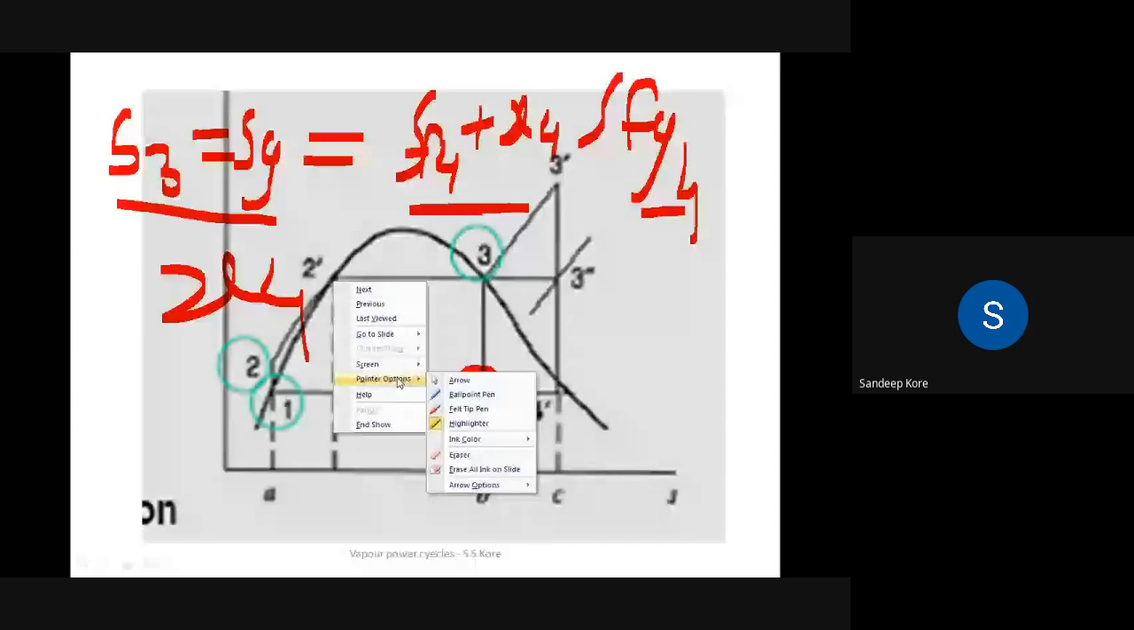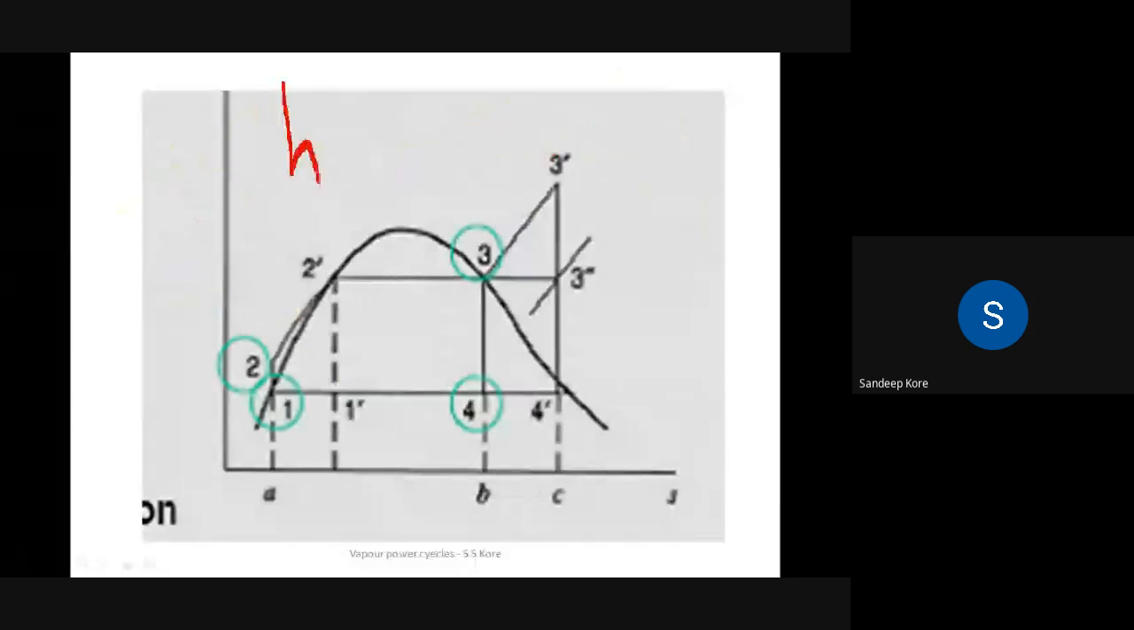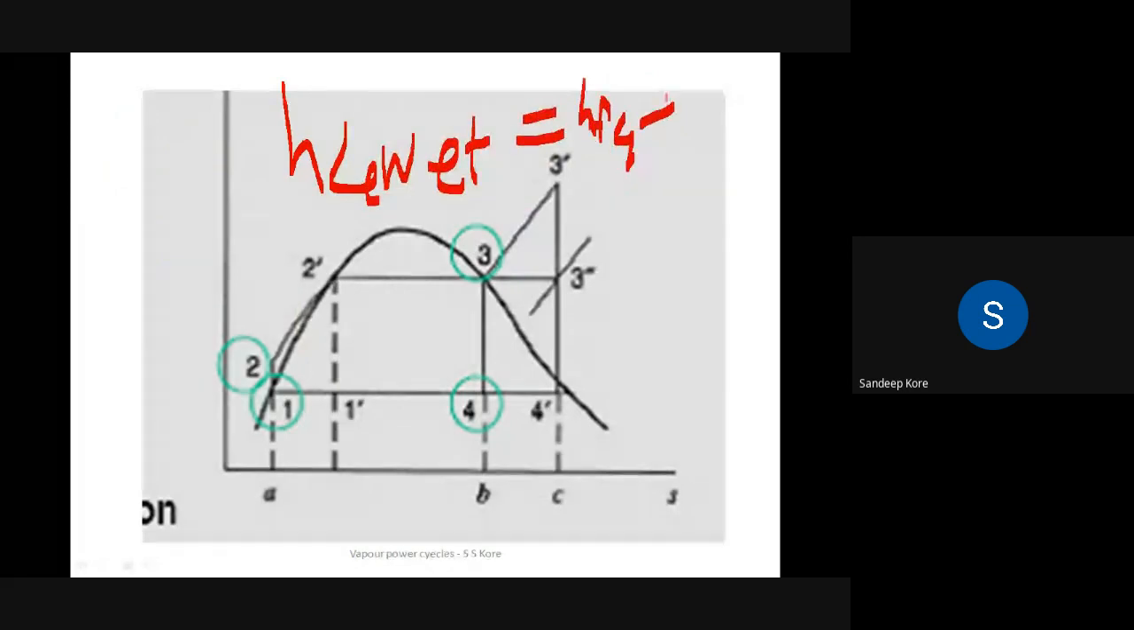After finding X4, we can find H4, that is the enthalpy of wet steam, which is equal to HF4 plus X4 into HFG4. अभी HF और HFG कहाँ से आएगा? स्टीम टेबल से आएगा. ठीक है.